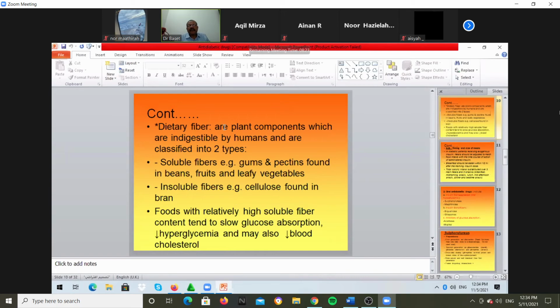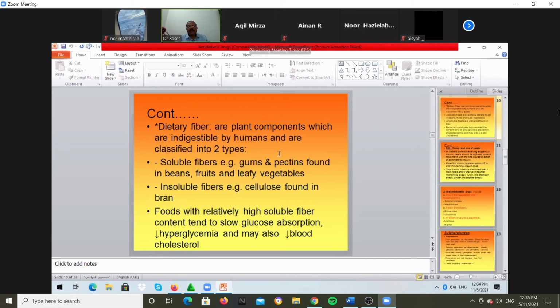This type of diet also has many benefits. What is known as dietary fiber? Dietary fiber means plant components which cannot be easily digested. That's to say, indigestible. These dietary fibers may be soluble or insoluble fibers.